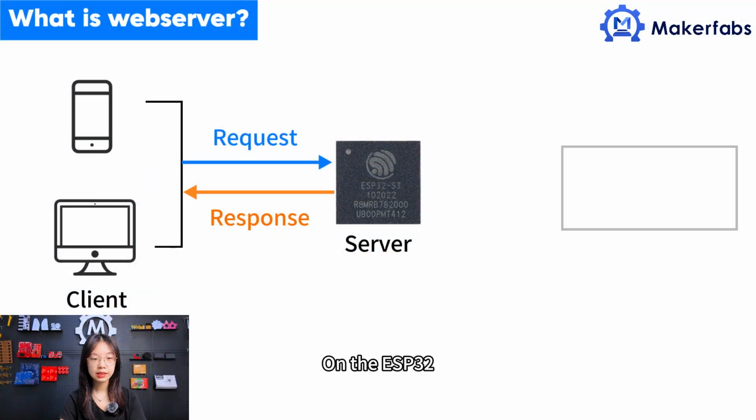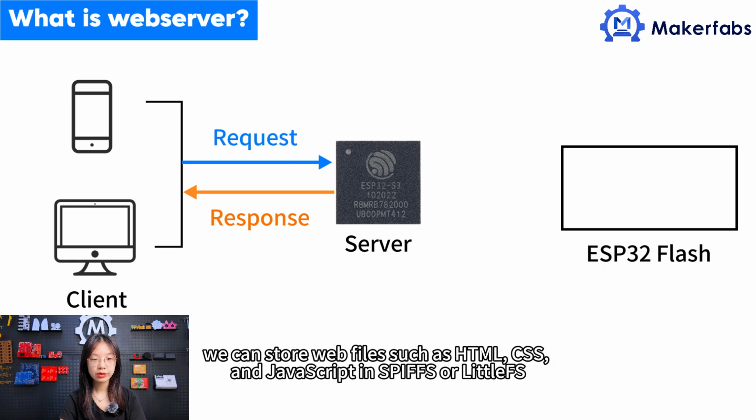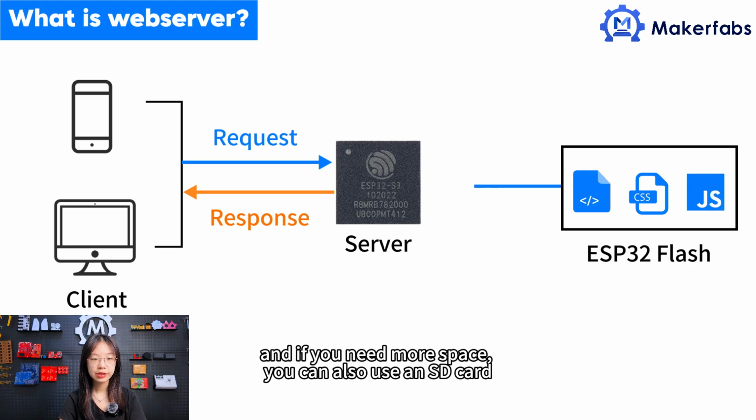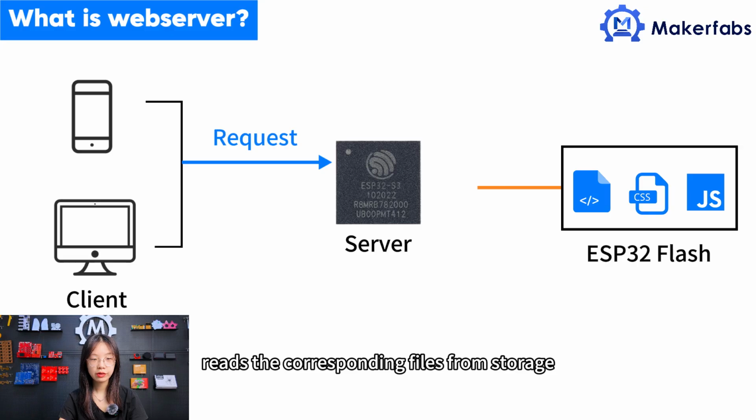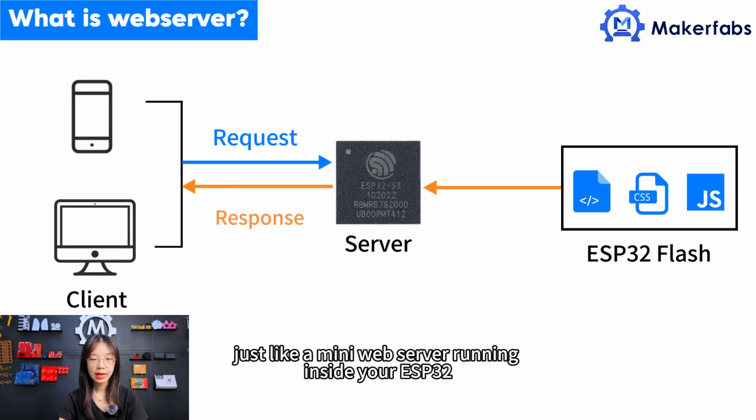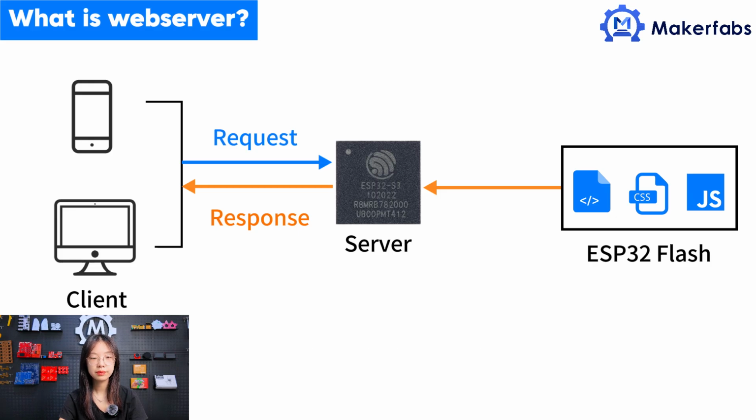On the ESP32, we can store web files such as HTML, CSS, and JavaScript in SPIFFS or LittleFS. And if you need more space, you can also use an SD card. When the HTTP server is running, it continuously listens for client requests, reads the corresponding file from storage, and sends them back as an HTTP response, just like a mini web server running inside your ESP32.